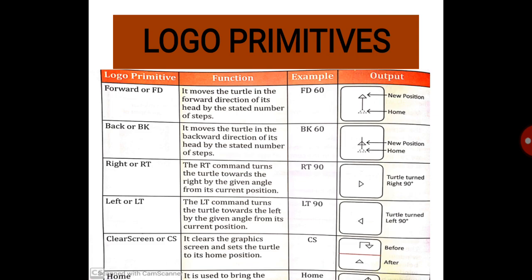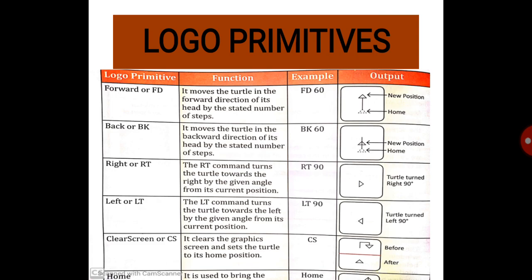Backward, it helps to move turtle backward. Right, it helps to move turtle in the right direction, as turtle is in straight direction and it turns right 90 degree. Okay, and same as in left. In left, if the turtle is in original position, if we do LT 90, then it turns left 90. Okay.